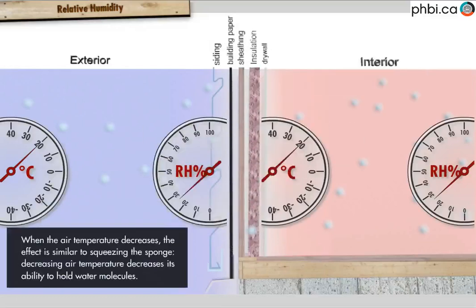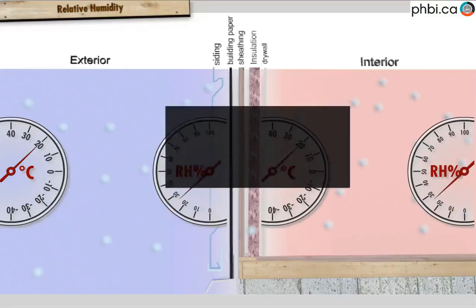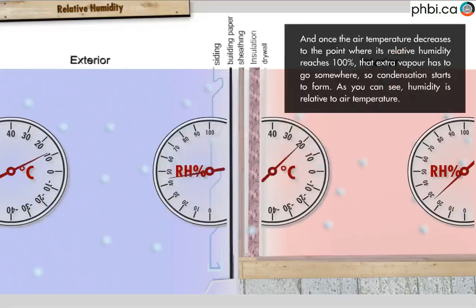When the air temperature decreases, the effect is similar to squeezing the sponge. Decreasing air temperature decreases its ability to hold water molecules. And once the air temperature decreases to the point where its relative humidity reaches 100%, that extra vapor has to go somewhere, so condensation starts to form. As you can see, humidity is relative to air temperature.